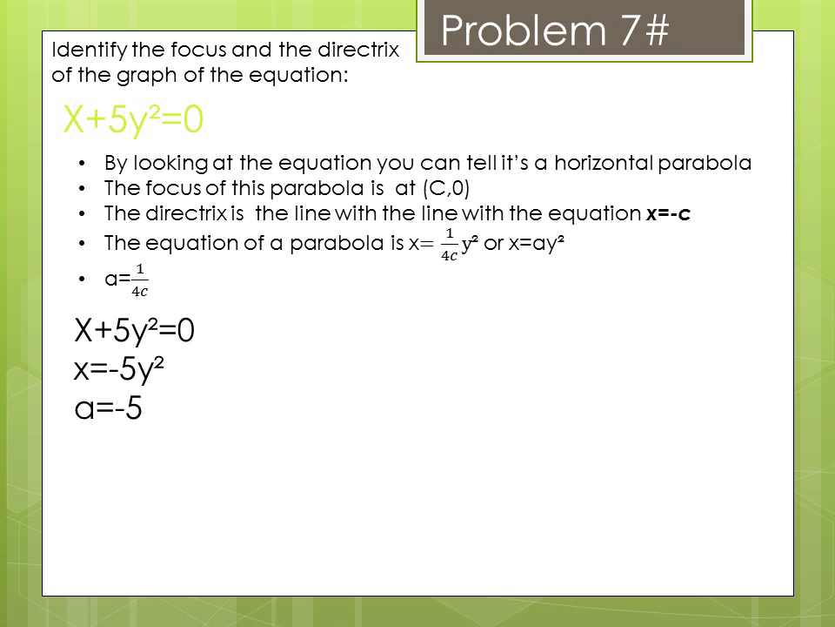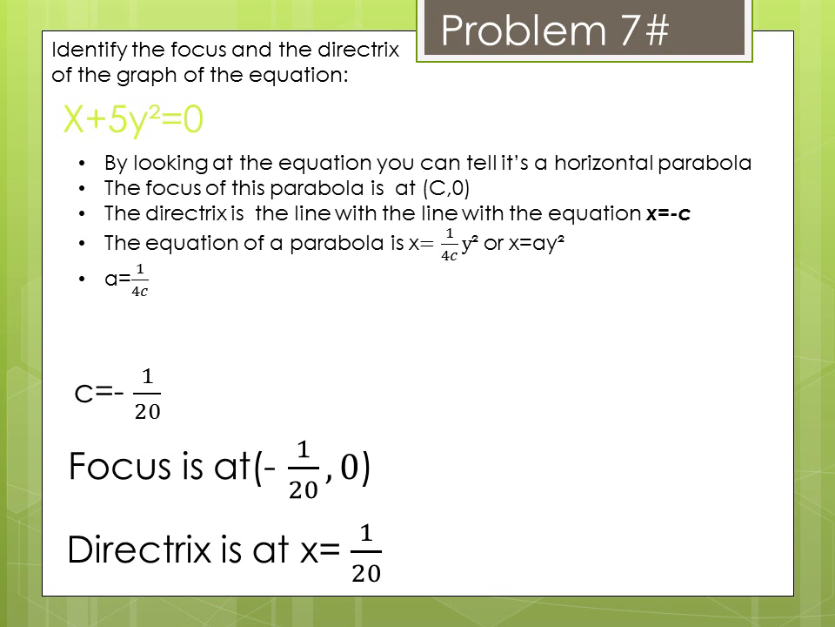Our a is going to be at -5, and -5 is going to be equal to 1 over 4c. By multiplying by 4c, you get -20c is equal to 1. And then by dividing by -20, you get c is equal to -1 over 20. So the focus is going to be at -1 over 20, 0, and our directrix will be at x is equal to 1 over 20.